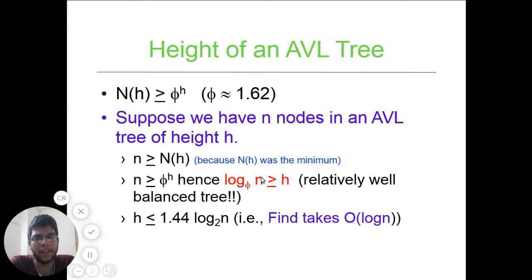Hence log n base phi is greater than or equal to h. What we see is that the height of an AVL tree on n nodes is less than or equal to 1.44 times log n base 2. This 1.44 is immaterial. What this AVL tree has beautifully achieved is that it has been able to keep the height of the tree for n nodes to be order log n. So just go through the proof once again if you're in doubt, and then you should move forward.